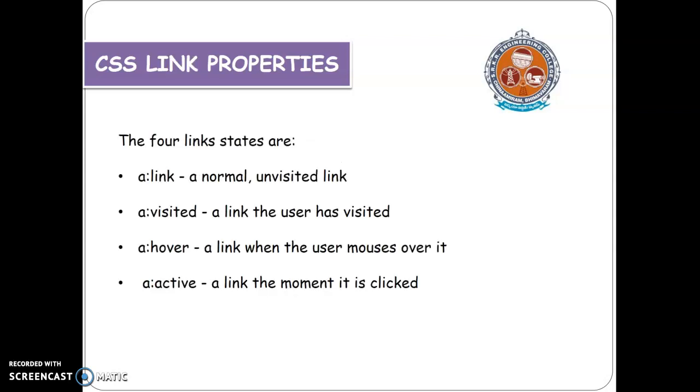Link properties. Here, link states are there. The first one is the normal link, that is a:link, and the second one is where the user has visited, a:visited, or a link when the user mouses over it, a:hover, and a link at the moment it is clicked, a:active.